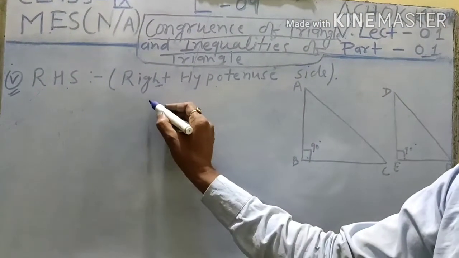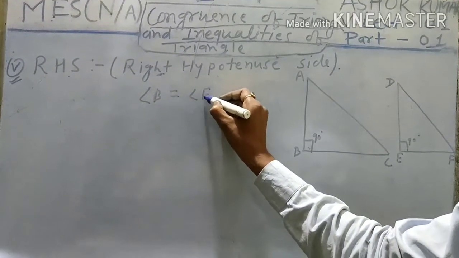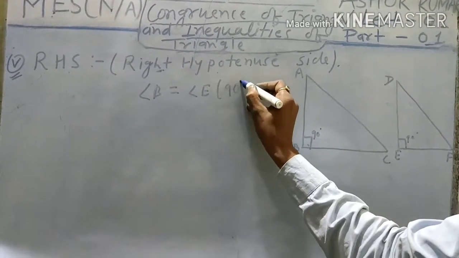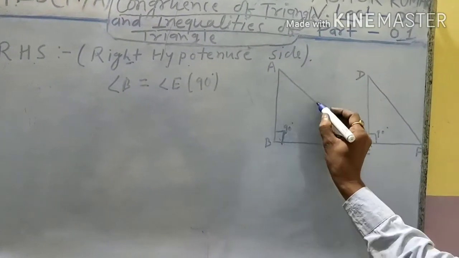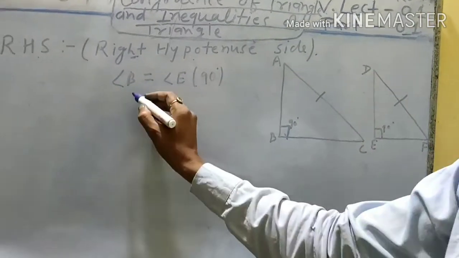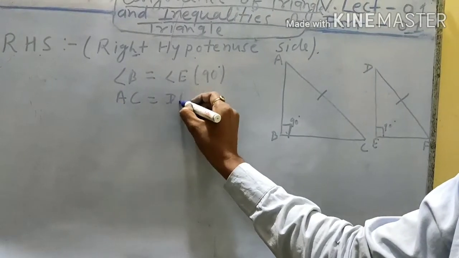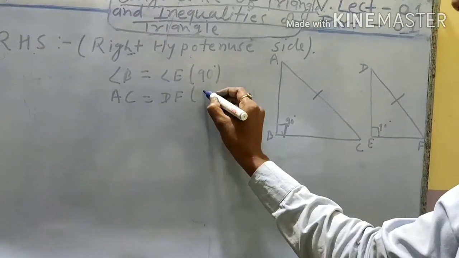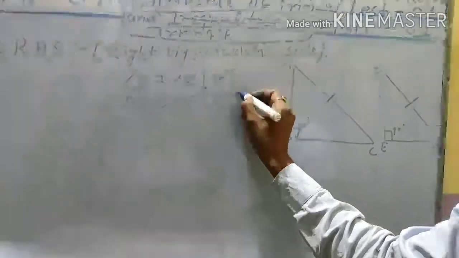The first case is right angle. That means angle B is equal to angle E, 90 degrees. The first case. Hypotenuse. The opposite side of 90 degrees is called hypotenuse. That means this side is equal to this side. So we can write here AC is equal to DF. Given. This information is also given.